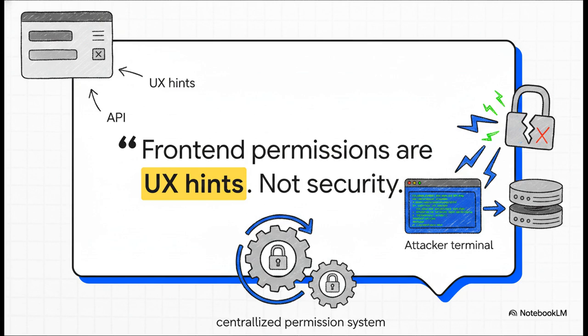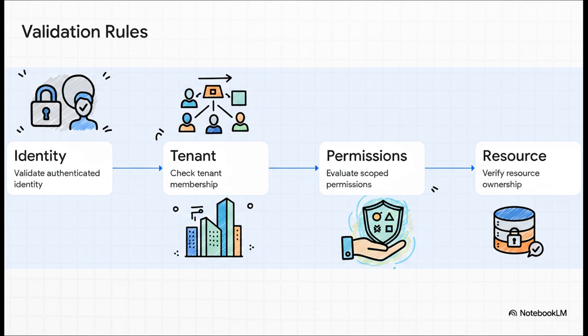So, permission evaluation must happen server-side only. Every single protected endpoint on your backend needs to enforce a strict 4-step validation lifecycle. Step 1, identity. The backend validates who is actually making the request. Step 2, tenant. It checks if this user actually belongs to the organization in the first place. Step 3, permissions. Do they have the specific atomic permission required within the correct scope? And finally, step 4, resource. Are they actually allowed to manipulate this specific piece of data? Only when all 4 of these checks pass with flying colors is access granted.